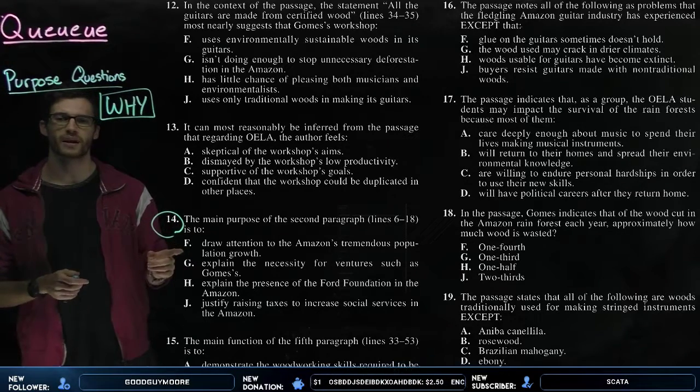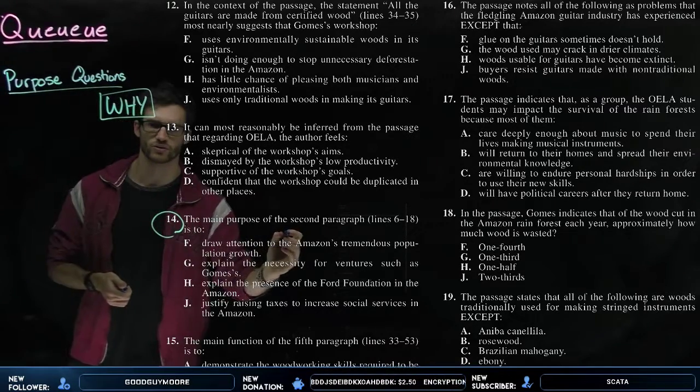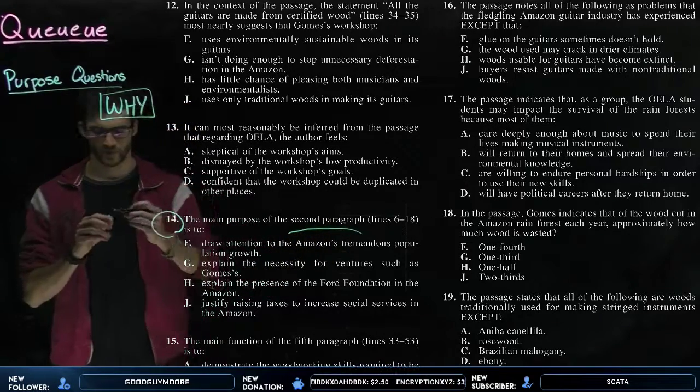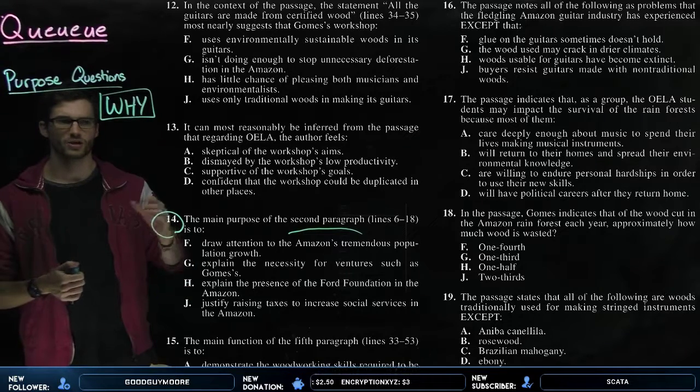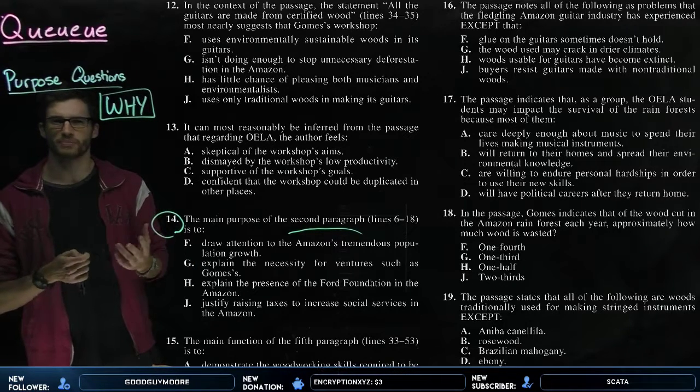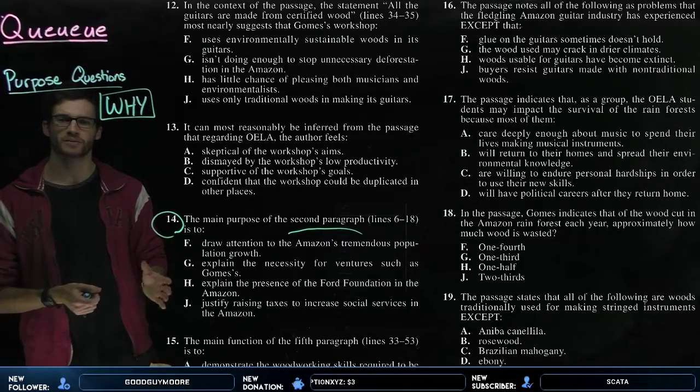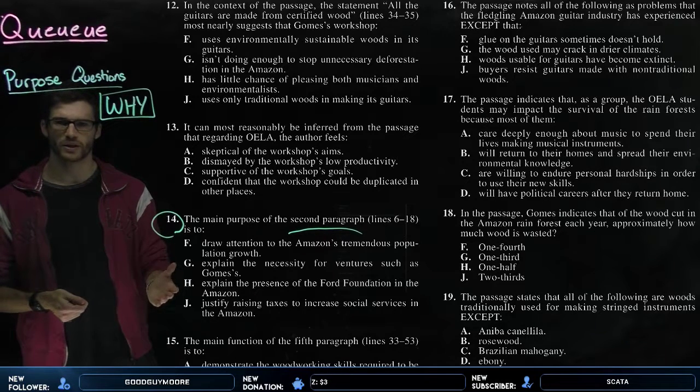So they're asking about paragraph 2, right, here. And paragraph 2 is part of this whole passage. So you have to have in mind what you think the main idea of the passage is, and then the purpose of paragraph 2 has to be aligned with that. So let's go back real quick to this passage.